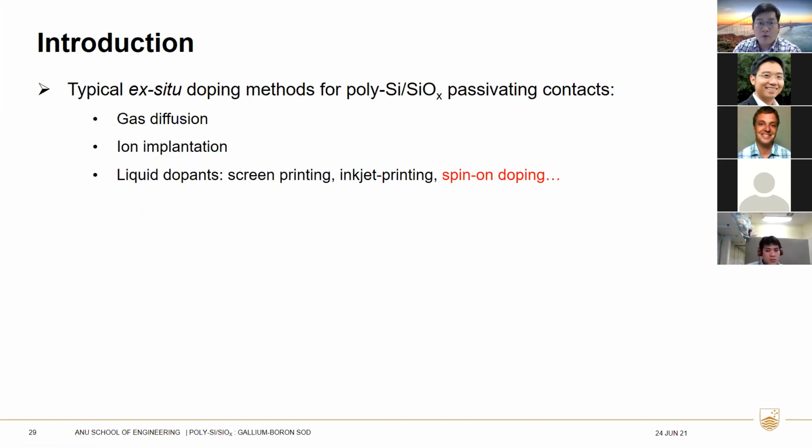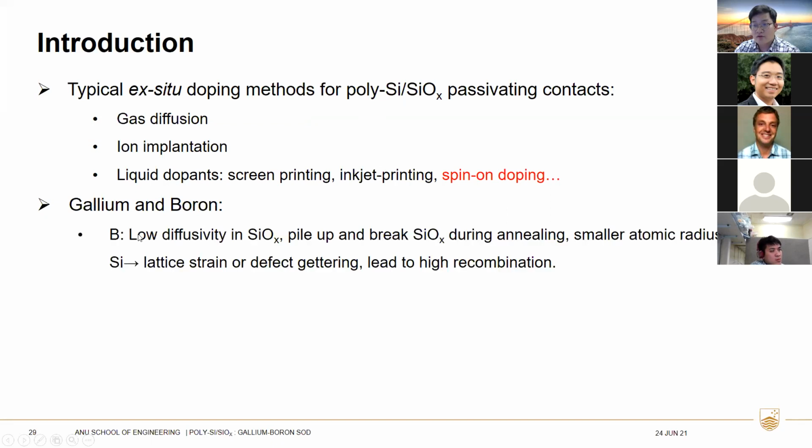So the spin-on doping will be the focus in this work. About common types of p-type dopants for polysilicon passivating contacts, we often use gallium and boron. Some characteristics of boron and gallium can be listed here. So for boron, we see low diffusivity in silicon oxide.